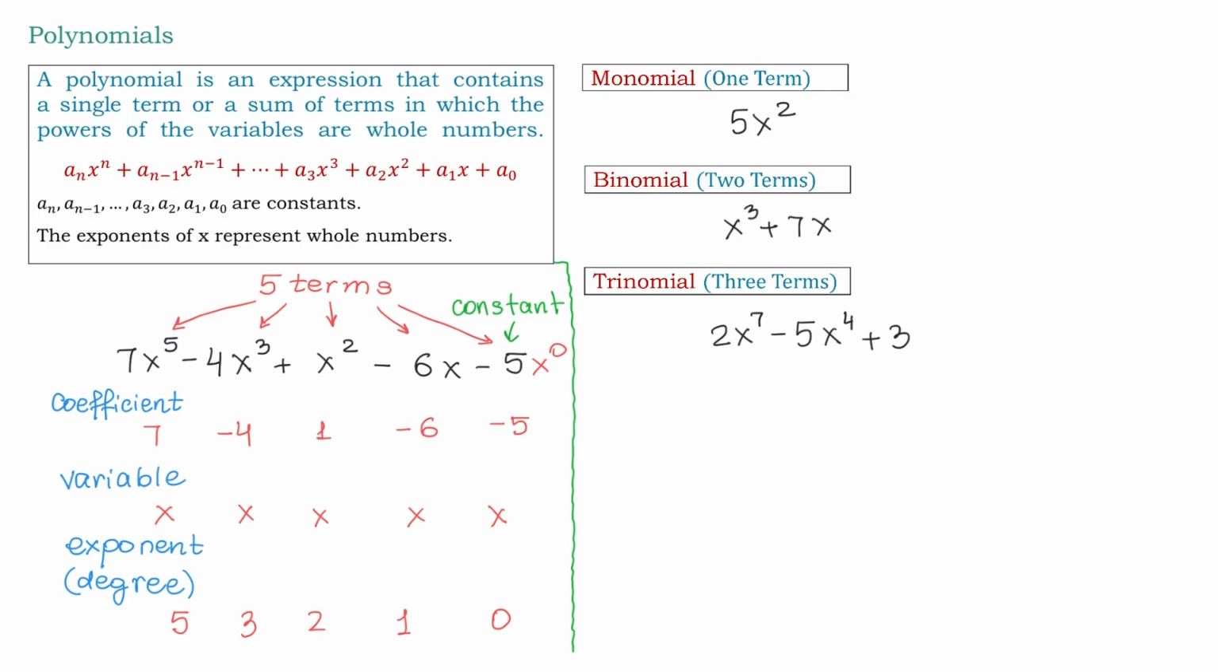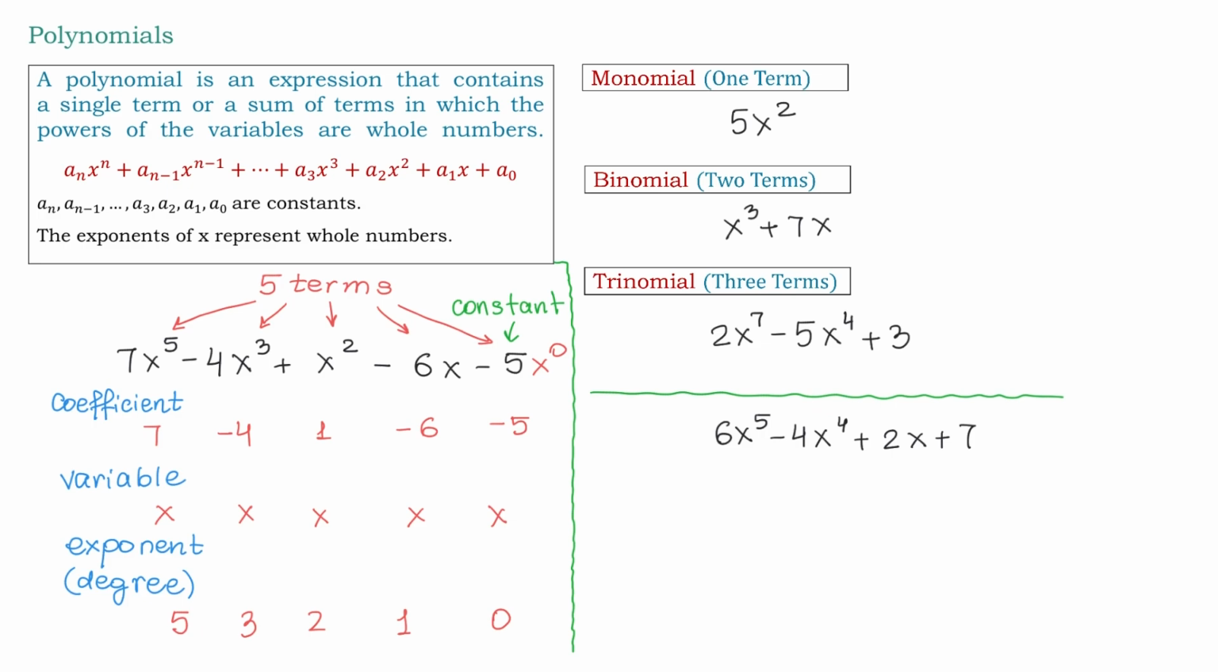Now, a polynomial with 4 or more terms does not have a specific name, so we can just call it a polynomial. And an example of a polynomial with 4 terms can be 6x to the 5th power minus 4x to the 4th power plus 2x plus 7. So all these represent polynomials, and the first three have specific names.